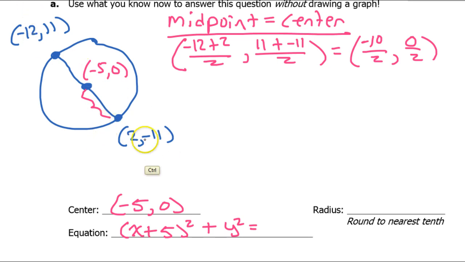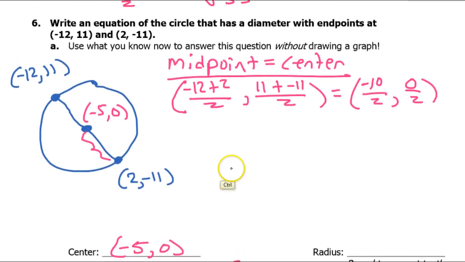Or I could find the distance between the original 2 points and then take half of that. Which one should I do? It doesn't really matter. I think I'm going to go back to the original points. So that way, if this were a test, I could get partial credit for getting the radius right, even if I got the center wrong. So that's just a good strategy. So now I'm going to find the radius.